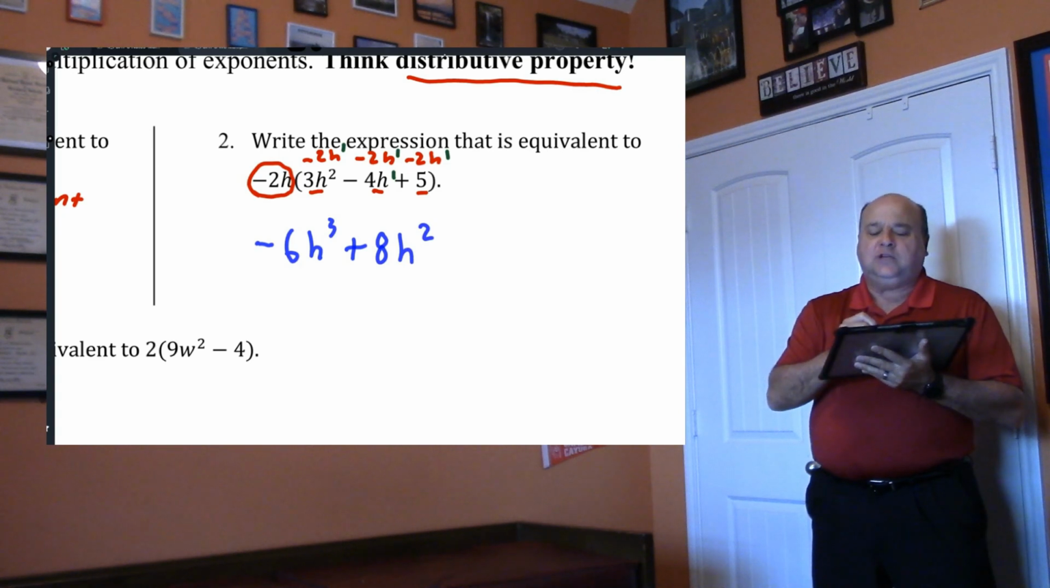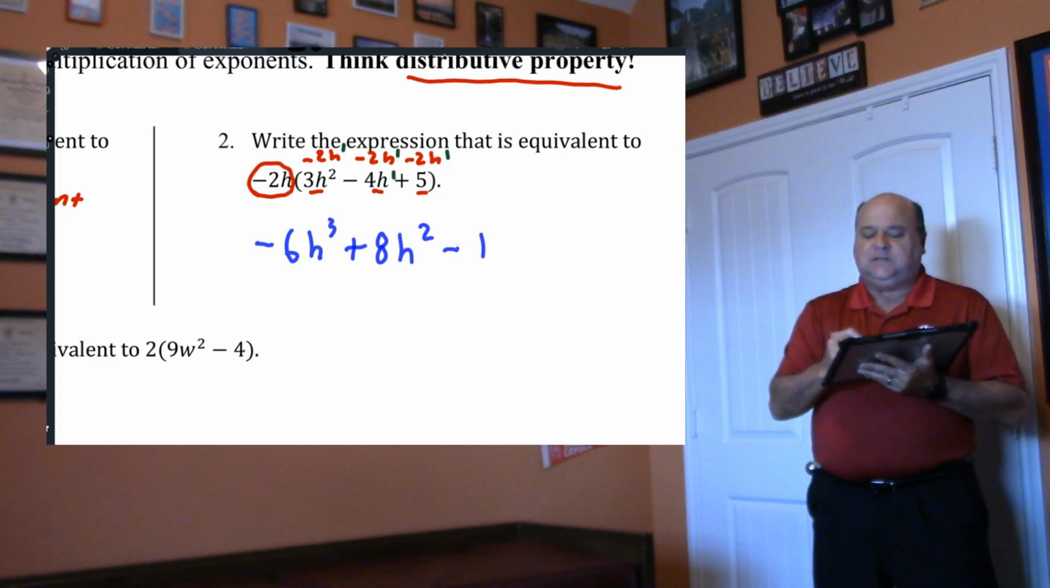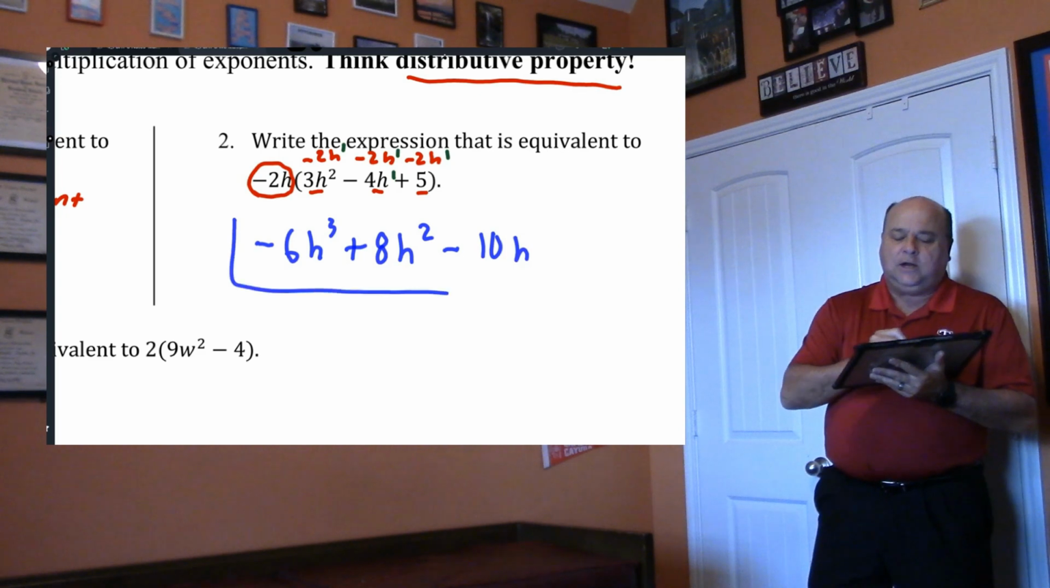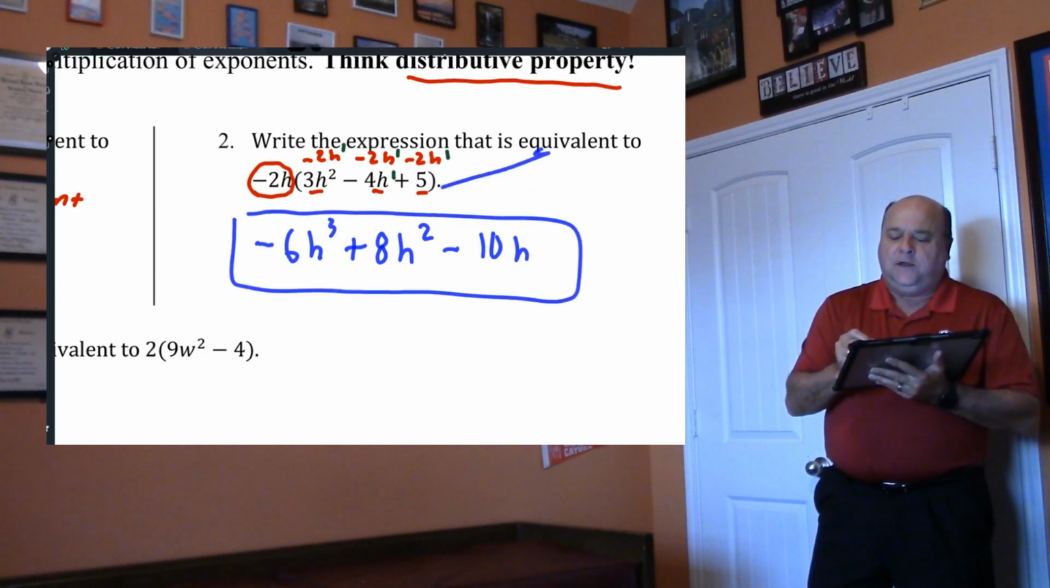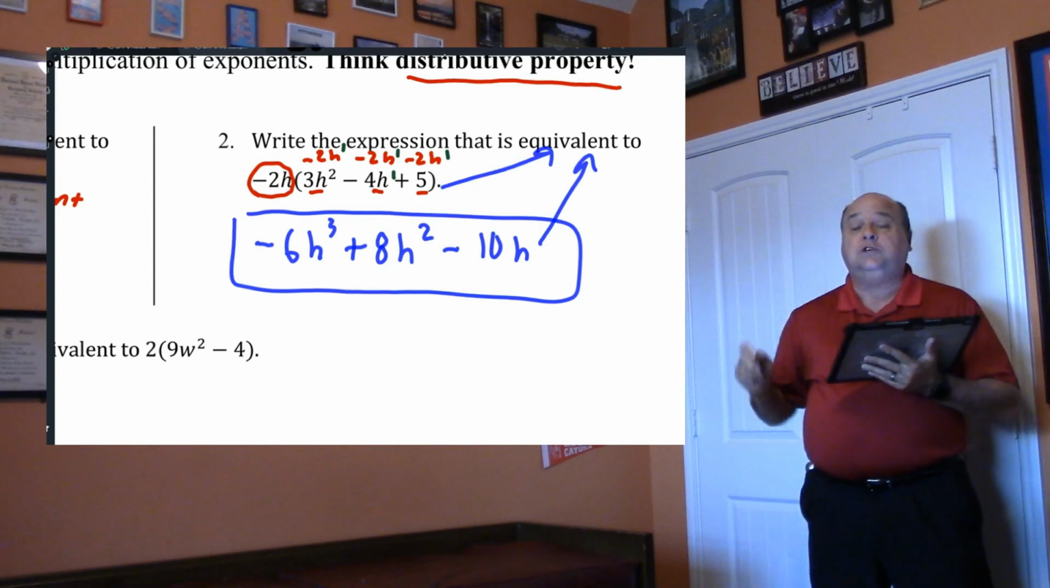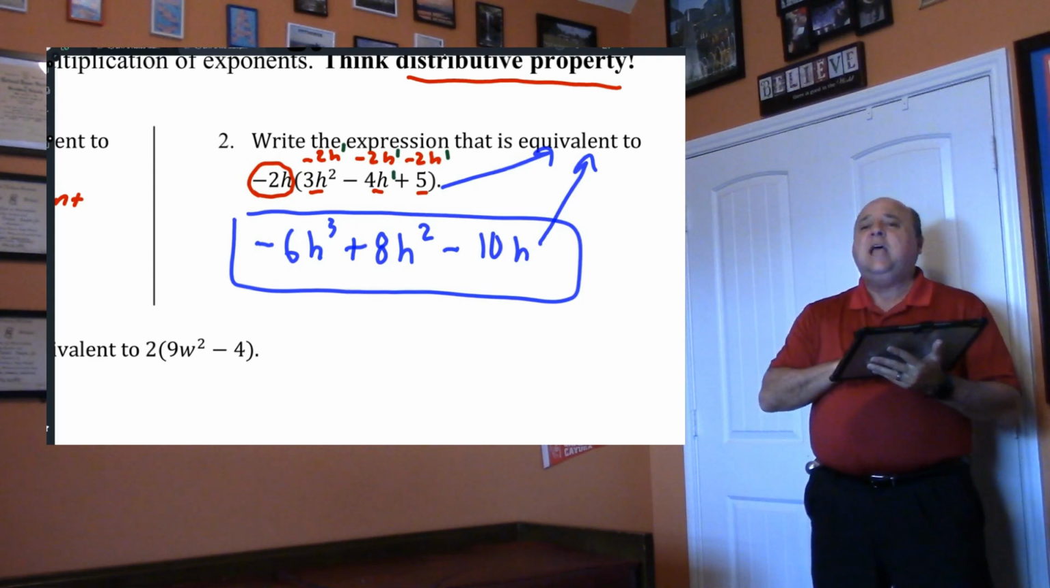And going on to the next one. A negative times a positive is a negative. 2 times 5 is 10. My letter is H. I do not put a 1 exponent if it's a 1. So this right here would be the answer. This and this are equivalent to each other. Those 2 expressions would be equivalent.